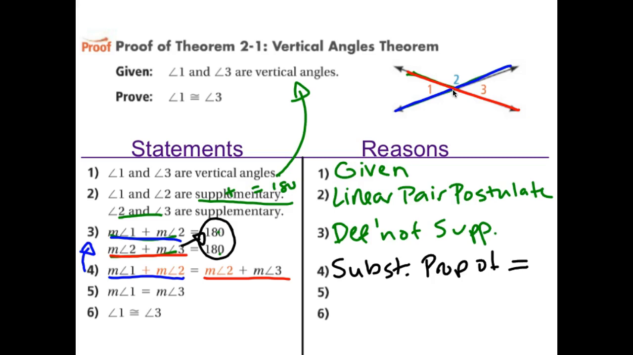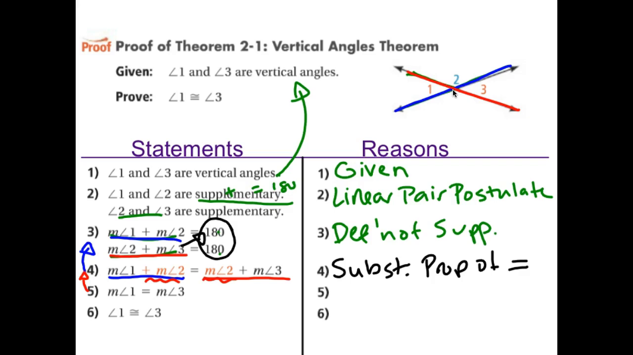Okay. Now in this next one, we want to relate 5 back to 4. We see it has measure of angle 1 equals measure of angle 3. So what you want to identify is what changed, what's different. Well, I can even see it's highlighted for us in red. 2 all of a sudden disappears. They just have 1 and 3.